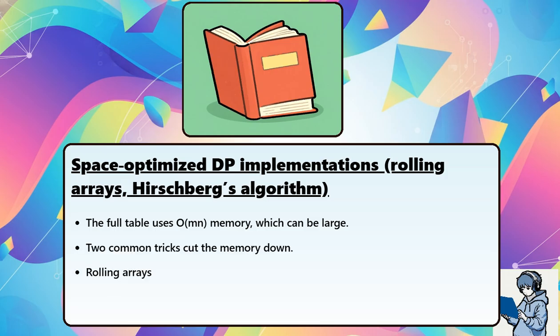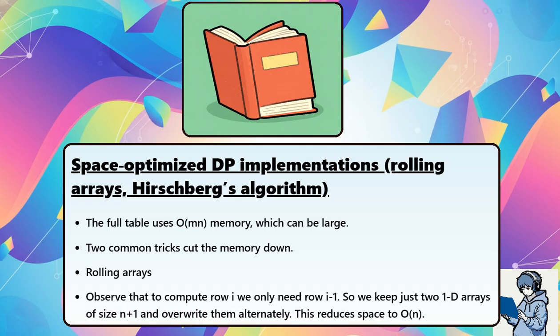Rolling arrays. Observe that to compute row i, we only need row i-1. So we keep just two one-dimensional arrays of size n+1 and overwrite them alternately. This reduces space to O(n).